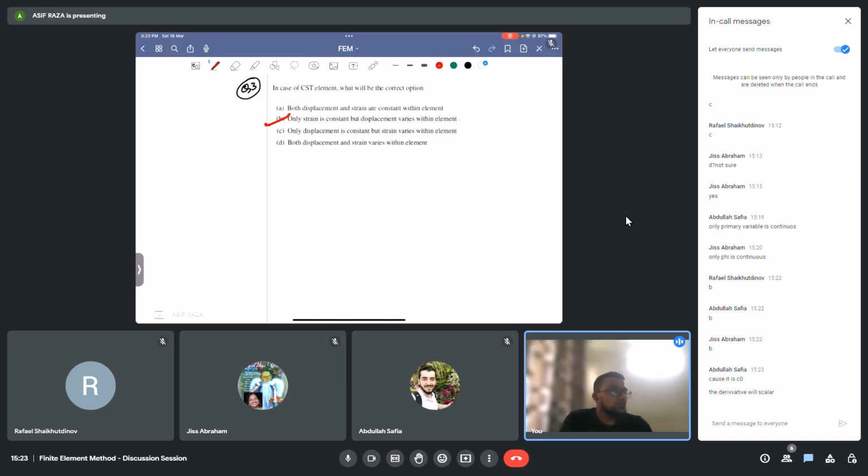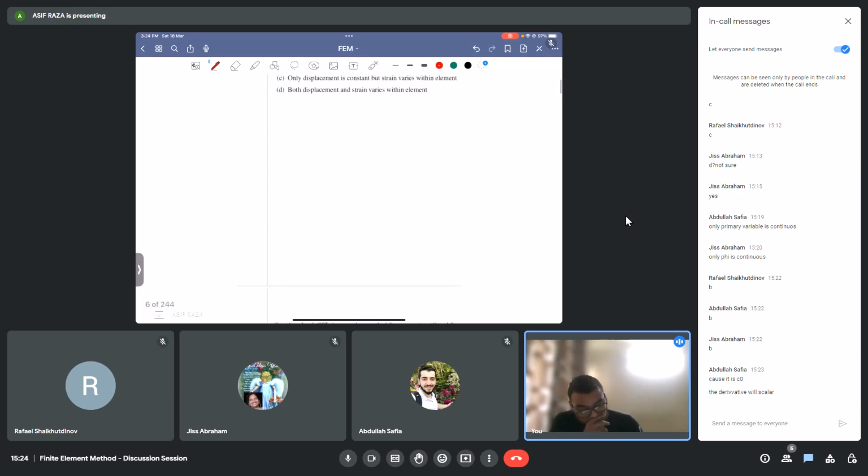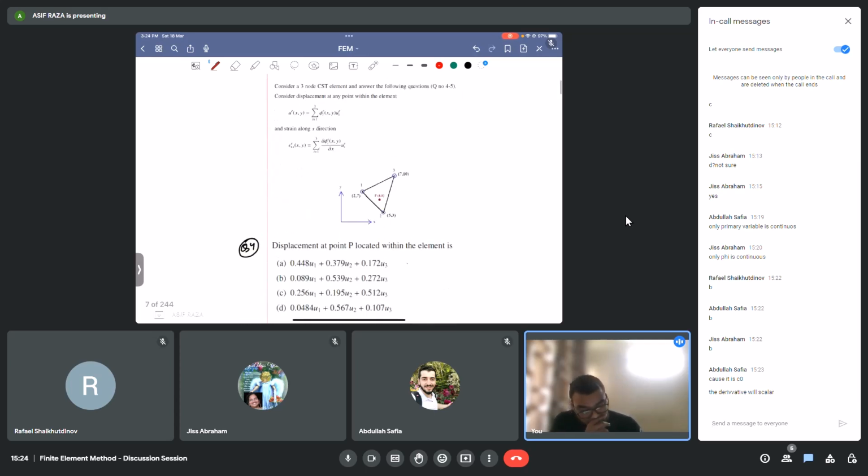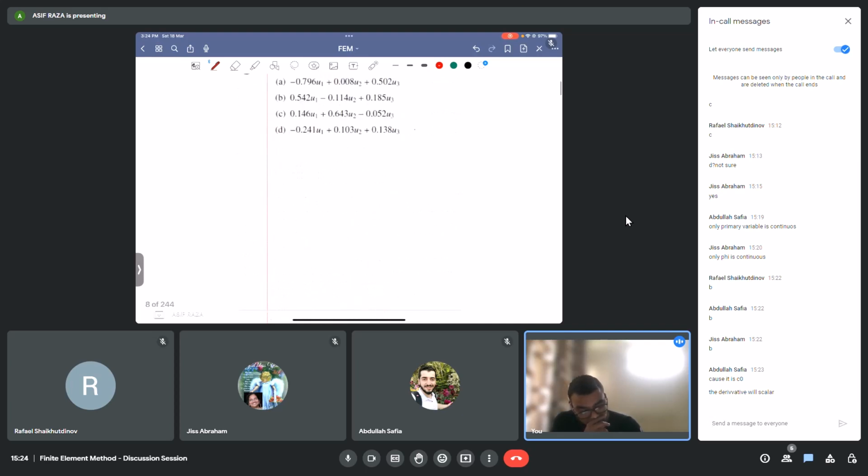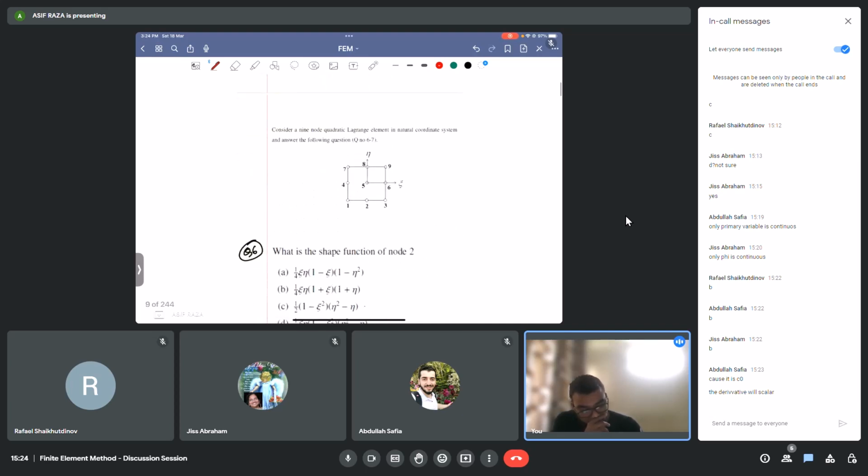So strain is represented in terms of the derivative of the displacement. Displacement is represented in a linear sense. When we take the derivative, we'll get a constant. So strain will be constant and displacement has a linear form. Okay, so move on to the next question. We'll come back to this question later.